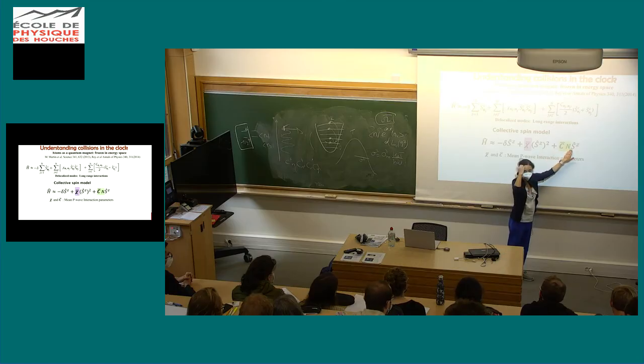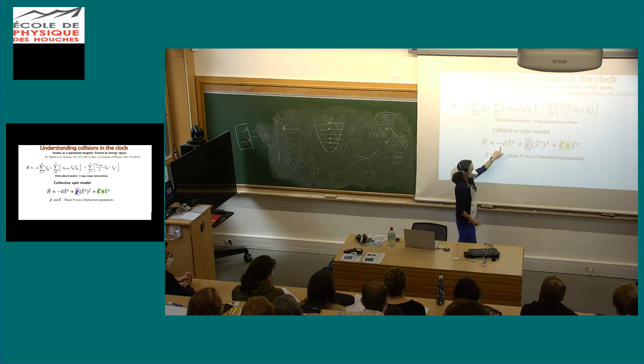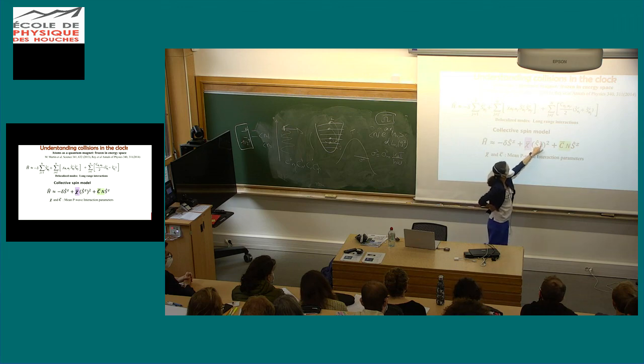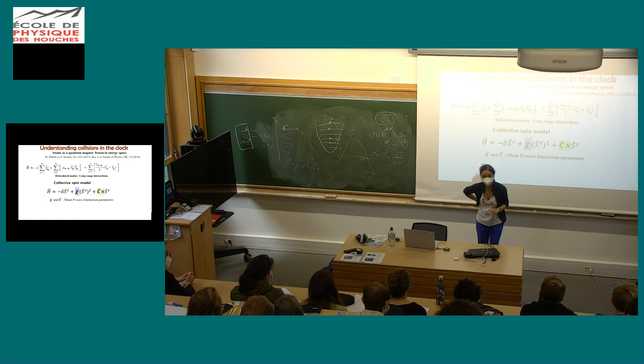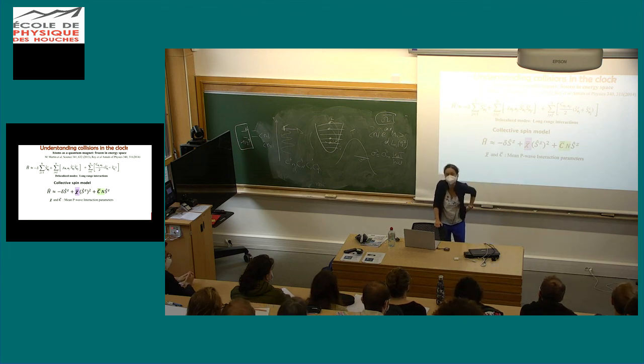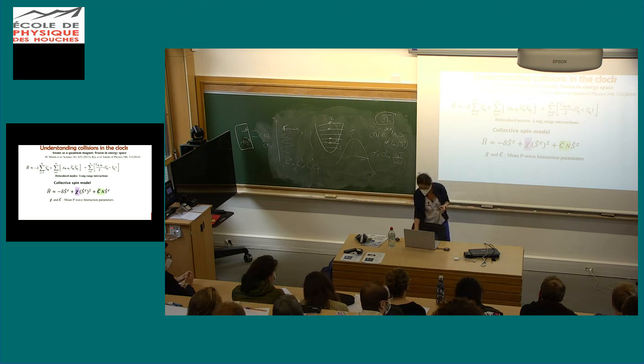Very simple spin model. I have a term that is the detuning. This is from the laser. Then I have a term that is proportional to SC squared with some term that is chi bar. And then I have a term that is C bar from this interaction times n times SC. Yes? So the advantage is that from all this complicated many-body Hamiltonian that I had, I was able to simplify the dynamics to a very simple Hamiltonian whose dynamics I can solve analytically. And that was key to understand the collisions in the clock.